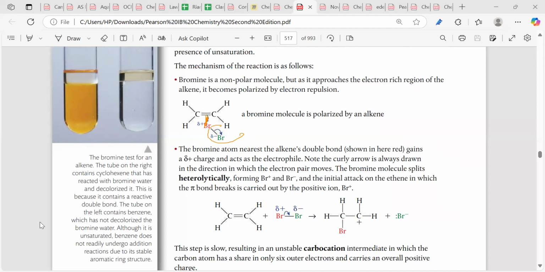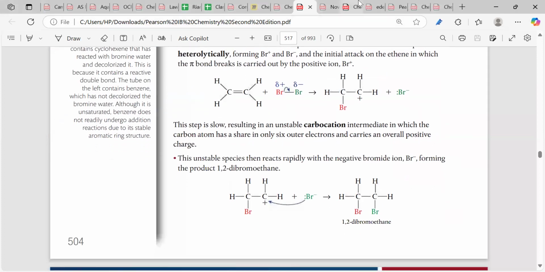So what happens over here? The first step is that the pi bond will be coming over here and attacking over here and pushes the electron cloud, making it delta plus. Immediately it forms a bond, and this bond breaks heterolytically and we are getting Br minus. Now we are getting a carbocation. Once the carbocation is formed, the next step is that the Br minus will be coming and attacking over here, and will be forming the second substitution.